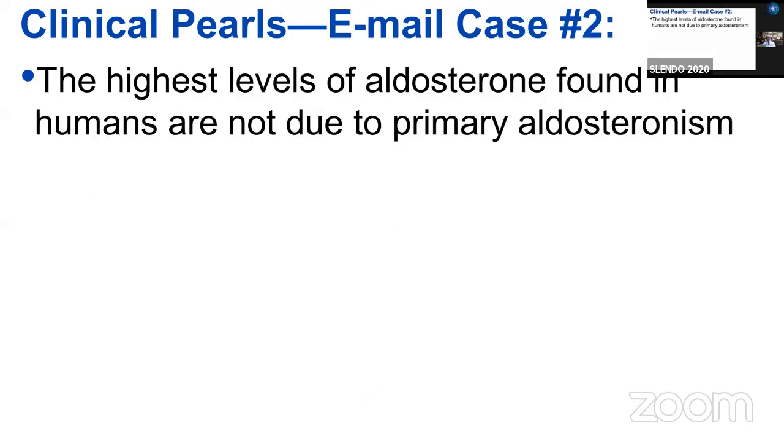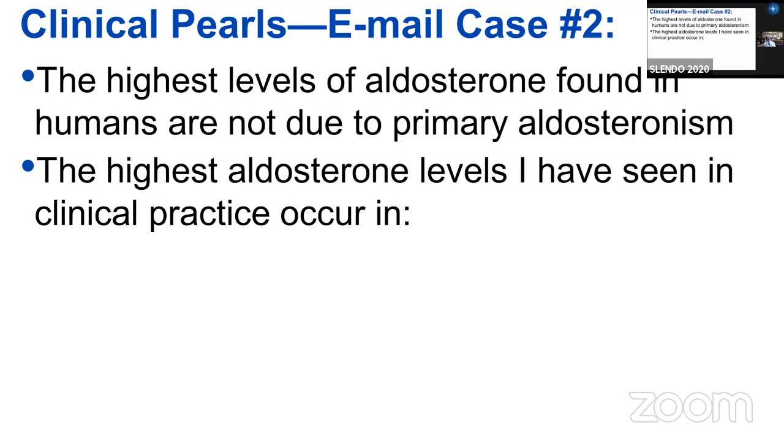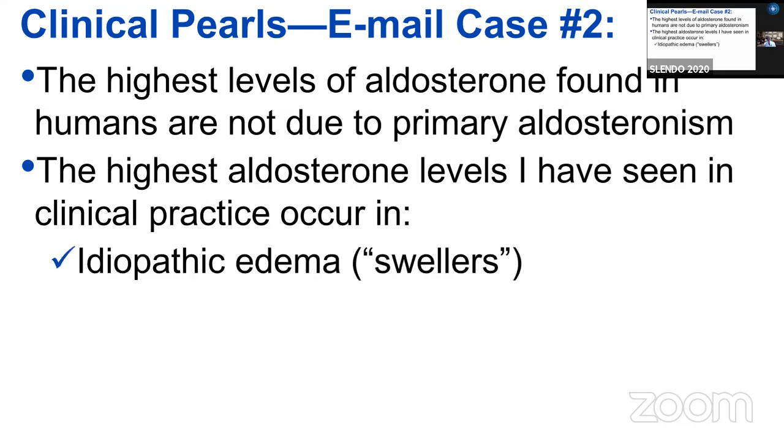So that's how I think about hypertension and hypokalemia. The pearls here, the highest levels of aldosterone found in humans are not due to primary aldo. The highest aldo levels I've seen in clinical practice occur in people with idiopathic edema. The slang term for these patients is swellers. These are individuals who are very sensitive to sodium intake, typically premenopausal women, but occasionally men.